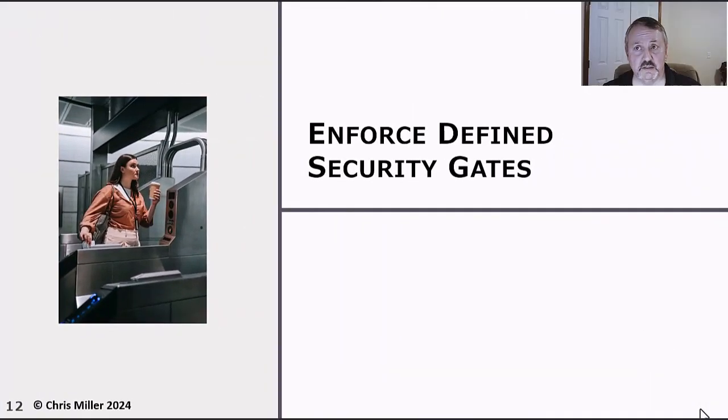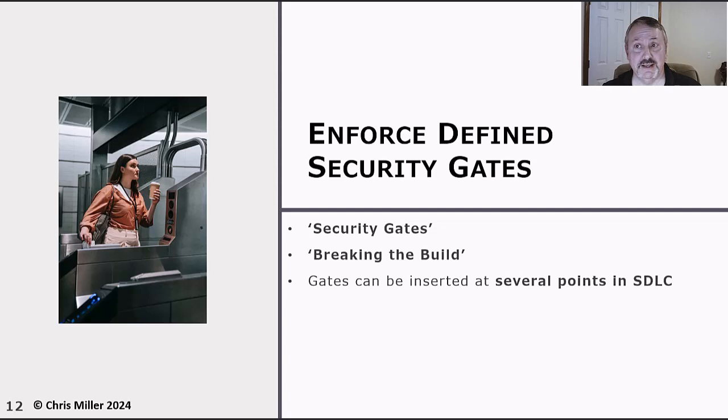Another best practice is to use automation to enforce compliance to defined policy requirements. In your CI/CD or DevSecOps automation, this is typically referred to as a security gate, and breaking the build where failure to pass requirements disallows the software to proceed to the next stage. Now, security gates can be inserted at various points and multiple points within your SDLC. It is really up to your needs, but at a minimum, there should be a gate prior to release to production.